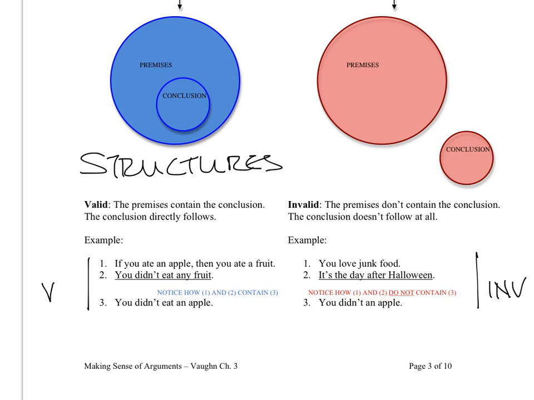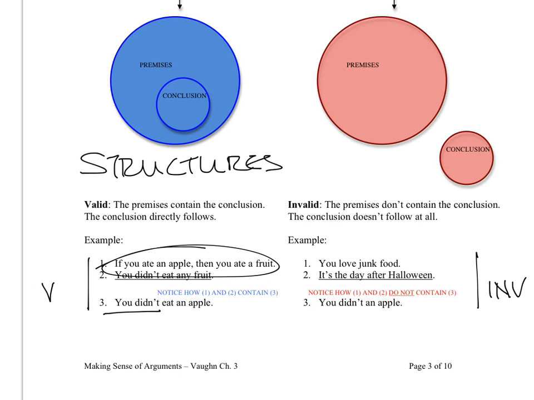So in the first example, the premises state, if you ate an apple, then you ate a fruit, and let's suppose that you didn't eat any fruit. On the basis of just these two statements alone, this would follow. But notice that in the other example, the premises which state, you love junk food, it's the day after Halloween, you didn't eat an apple, even though maybe it might be reasonable for you to conclude that you didn't have an apple given these two premises, it certainly doesn't logically follow that you didn't eat an apple.